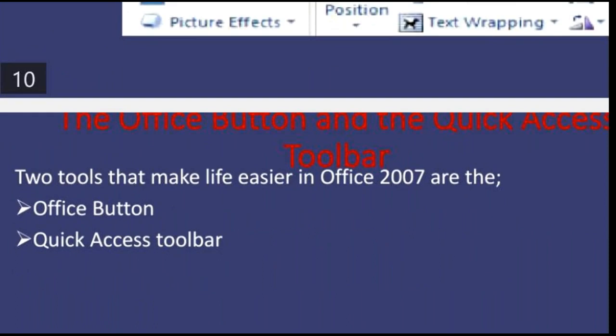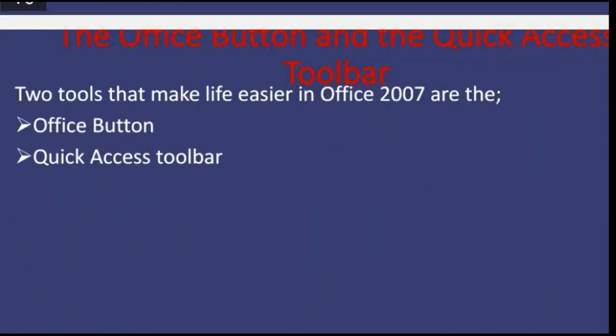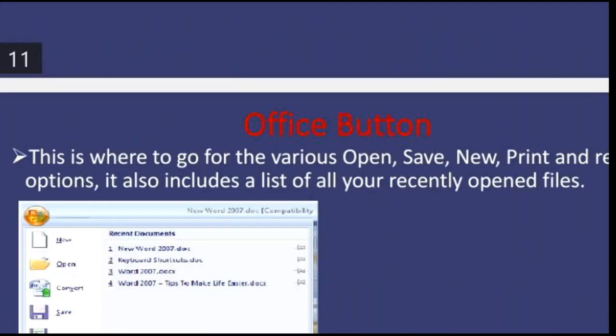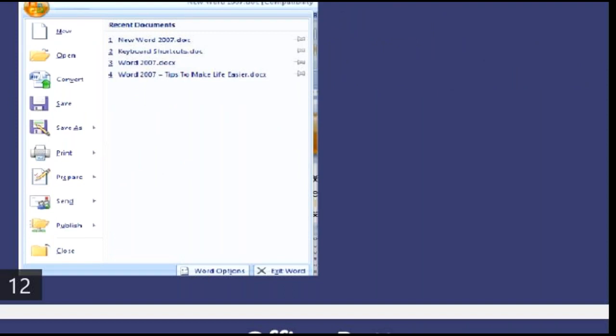If you remember, we said the tools that make life easier in Office 2007 are the Office button and the quick access toolbar. We went ahead to show where we can get the Office button, and from the diagram you can see it here.